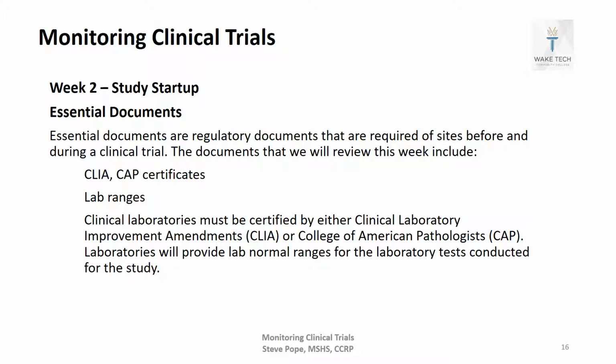Sometimes the CLIA may be all that we're required to collect. Some studies or sponsors might want to have both the CLIA and the CAP certificate collected, but we certainly want to collect the lab ranges, and a lot of times you can find those on the laboratory website. They'll usually publish that as well as the certificates. These are going to have expiration dates. So when they expire, or when you're getting close to the expiration date, you need to pull off the new one and make sure the site has that stored in their investigator site file.